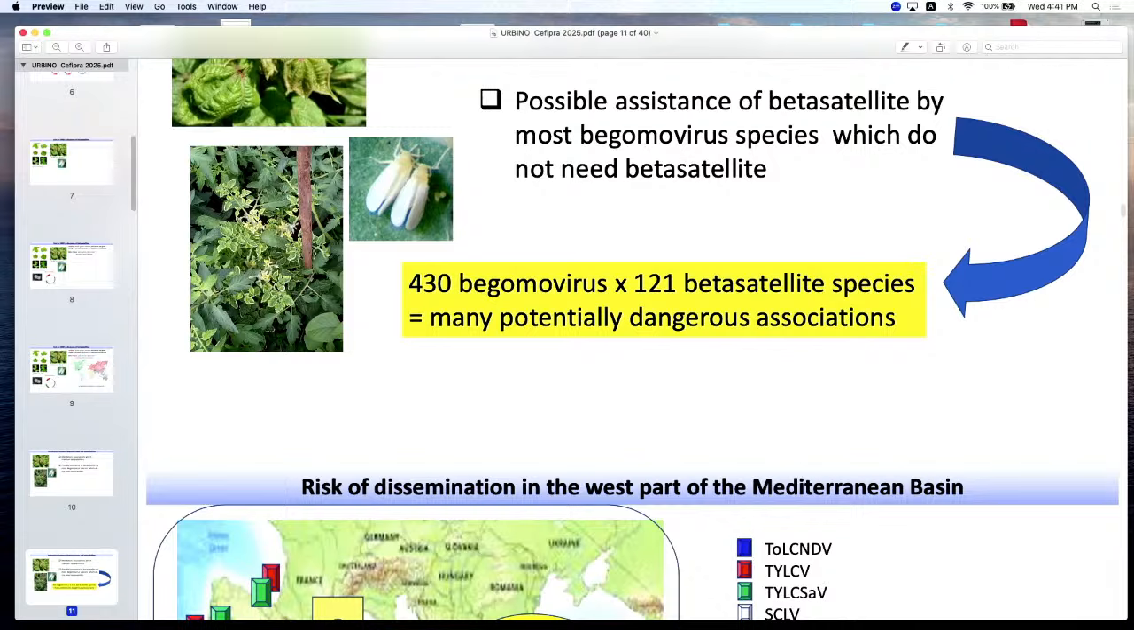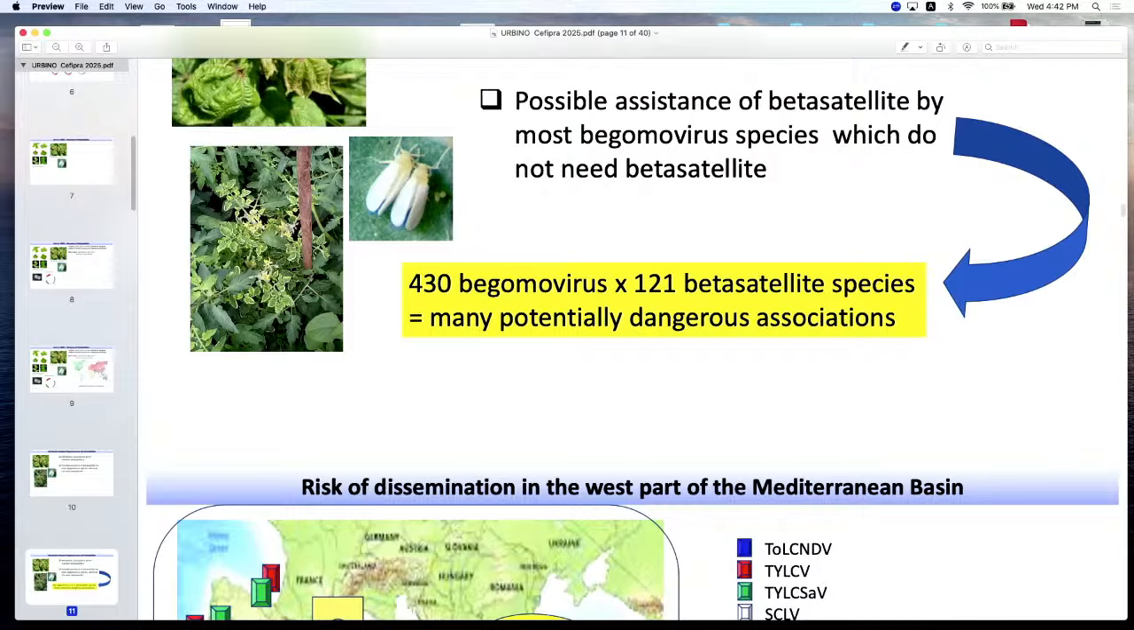So you have these mandatory associations which maintain the satellites because the satellite has to be transmitted for the virus to infect. So in cotton, for example, you always have the satellites. If the virus is there, the satellite is there. So this system maintains the satellites. But in tomato, for example, with tomato leaf curl New Delhi virus, you don't need the satellite. The virus can infect by itself.